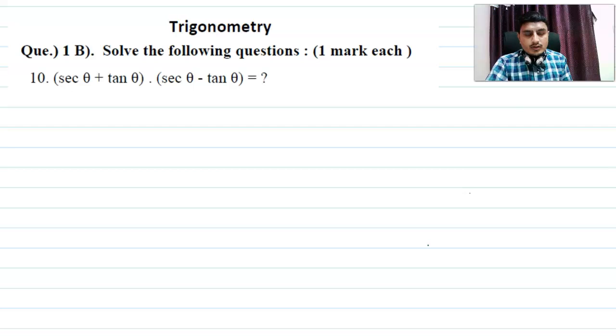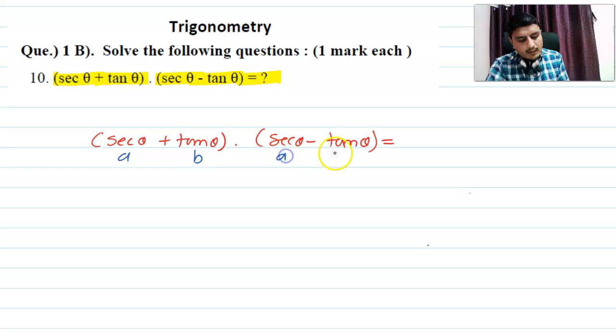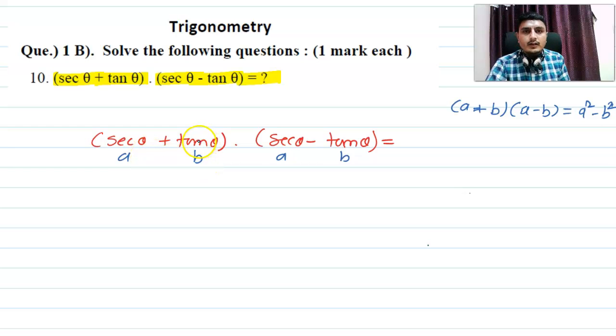Now look at question number 10. It is of the form (sec theta + tan theta) into (sec theta - tan theta) is equal to. So here we have to evaluate the value of (sec theta + tan theta) into (sec theta - tan theta). Look at the given brackets, they are of the form (a + b) into (a - b). Those are the factors of a square minus b square, where here the value of a is sec theta and the value of b is tan theta.